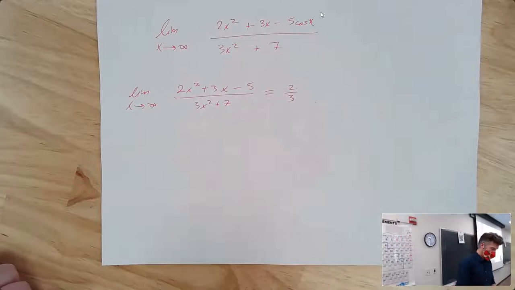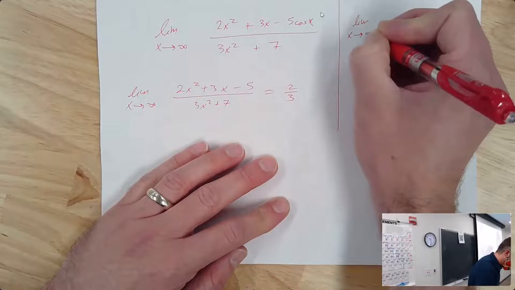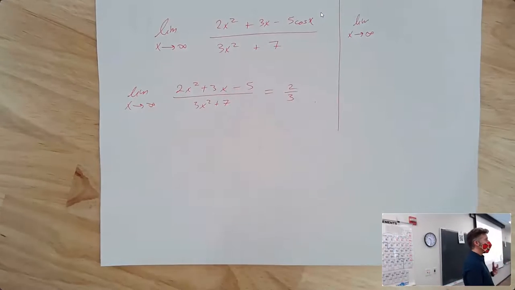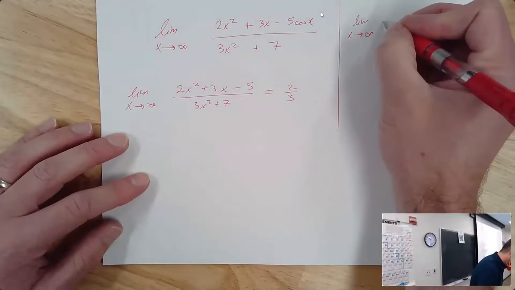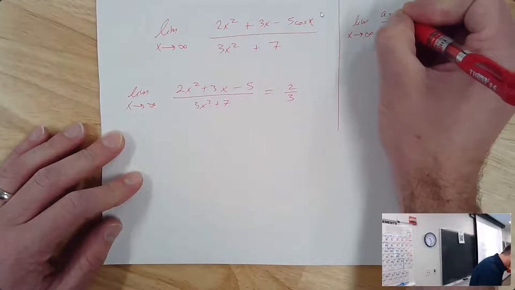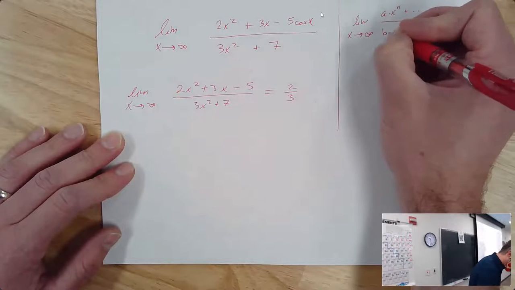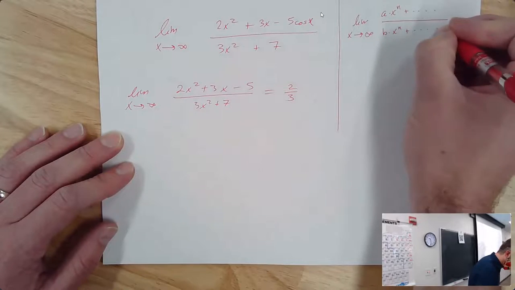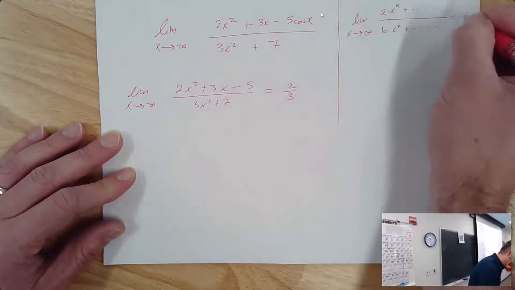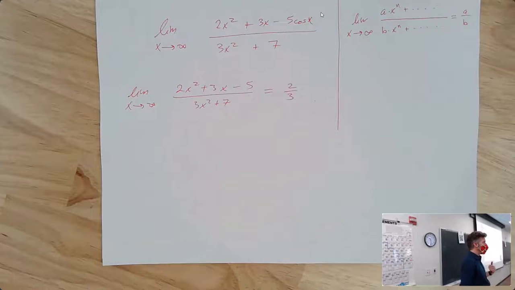Question. Great. So the rule says if you have the limit as x goes to infinity or negative infinity, actually, of some polynomial divided by another polynomial, so say some a times x to the n plus lower powers of x over some b times x to the same power plus lower powers of x, that limit is going to equal a divided by b. It's always true if the highest power in the numerator and the denominator are the same. If they're different, there are other rules that apply.